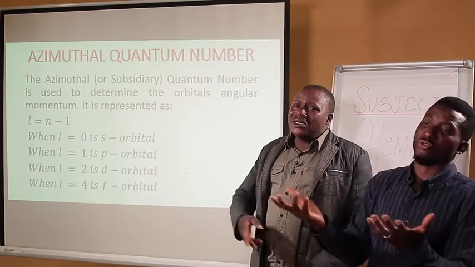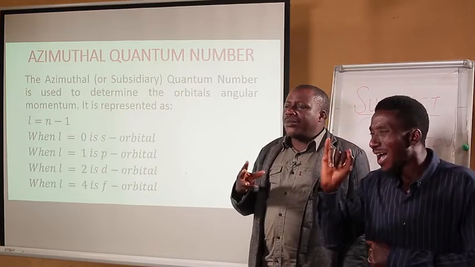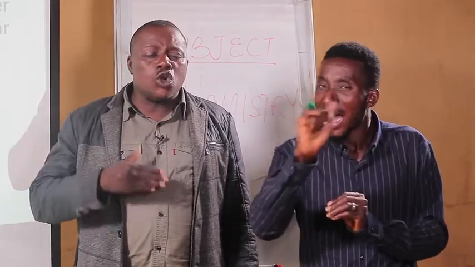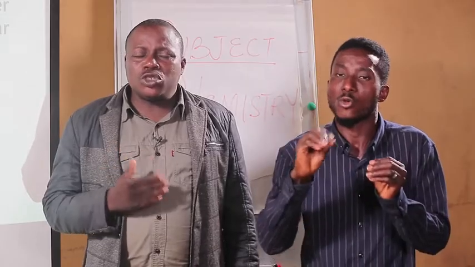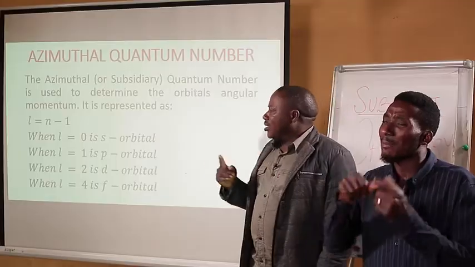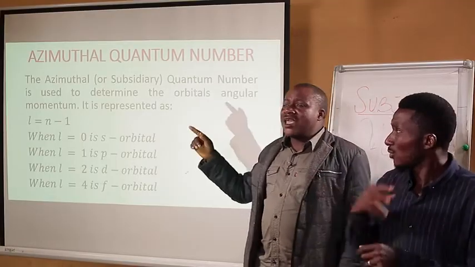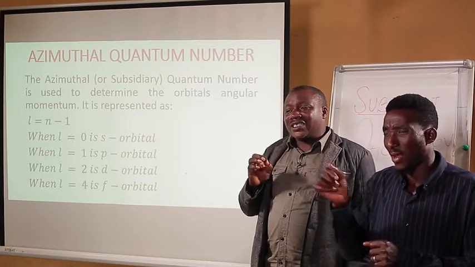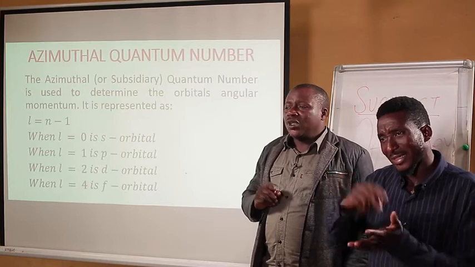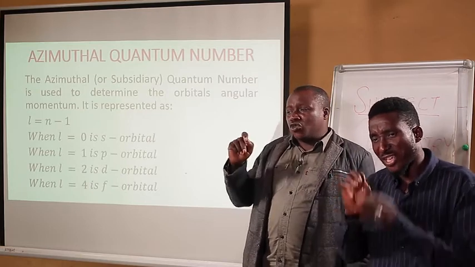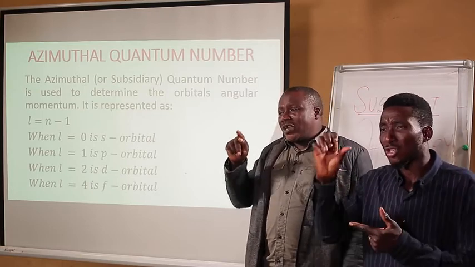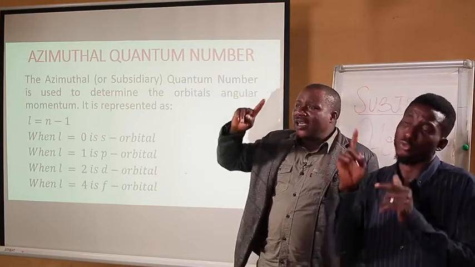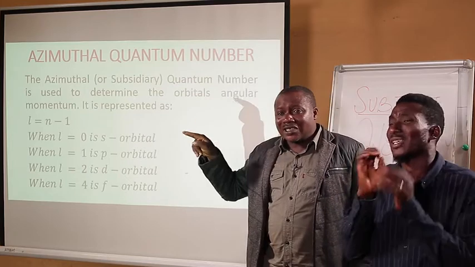Another one is the azimuthal quantum number. The azimuthal quantum number is telling us about the orbitals. We make use of the formula l = n - 1, where n, like I mentioned earlier, stands for the shell. If the element belongs to shell 2, if you subtract 1 from 2, that will be equal to 1. And in chemistry, if your l is equal to 0, it means it is an s orbital.